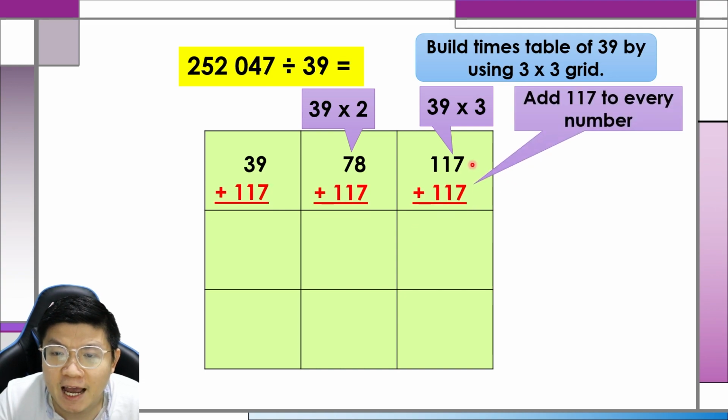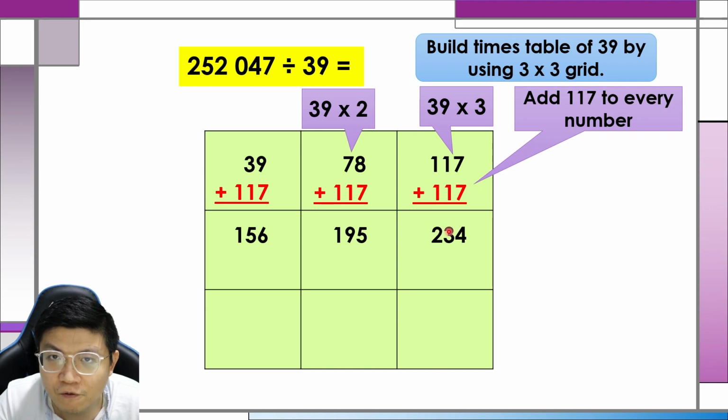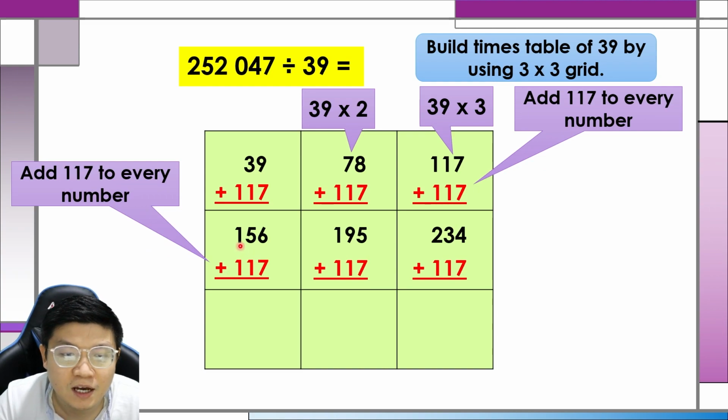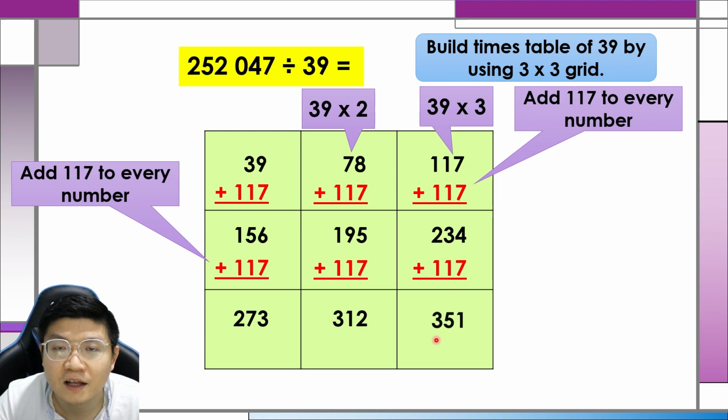Okay. Next, I add 117 to every number. So 39 plus with 117, I get 156. So next one, I plus 117, I get 195. So next one, 117 plus with 117, I get 234. Right. How do I get this number again, the last three? It's actually same. We also add 117 to every number. Yes. So once you add, get 273. This one you add, get 312. And this one you add, 351.